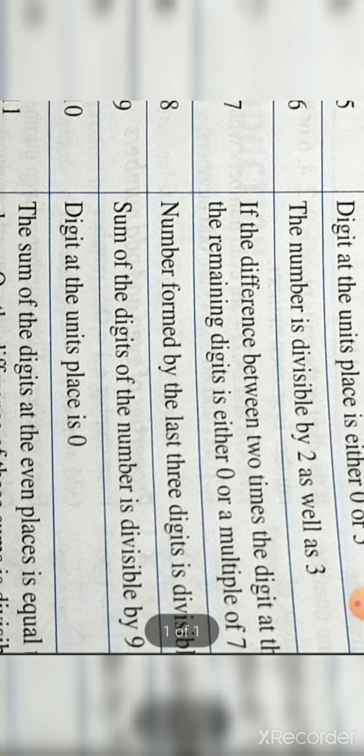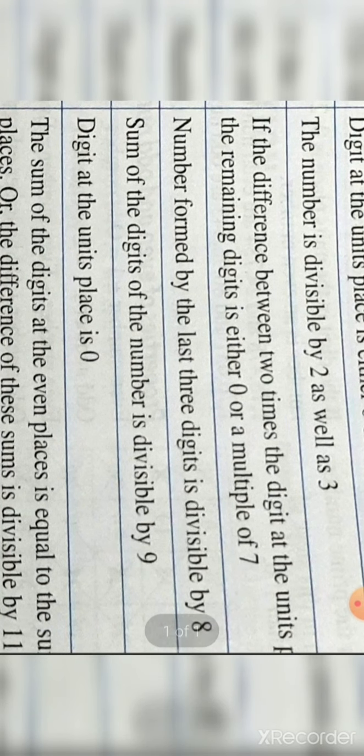Seventh one: if the difference between 2 times the digit at the unit place and the number formed by the remaining digits is either 0 or a multiple of 7, then the number is divisible by 7. So here is a twist. Now how to understand this? For the divisibility test of 7, you have to do just two steps.